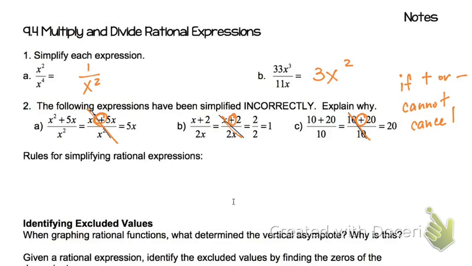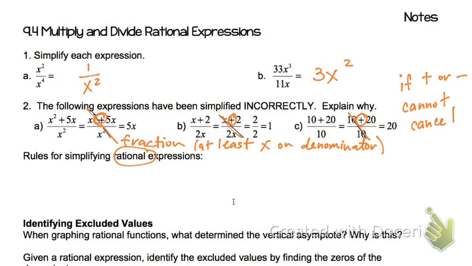So when we're simplifying rational expressions, what does the word rational mean? That's what this whole chapter is about, but what does that actually mean? What is a rational? A rational is a fraction. So it means that it has an x on the top and an x on the bottom, or it at least has an x on the bottom. So at least x on the denominator, at the very least.